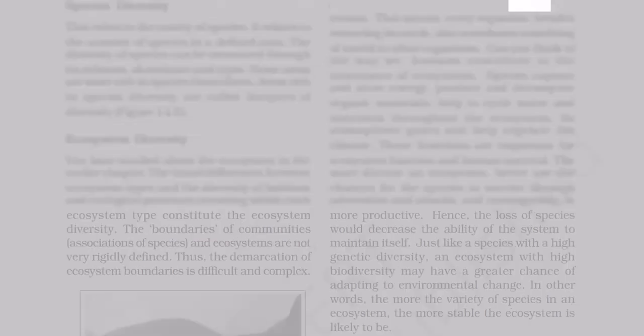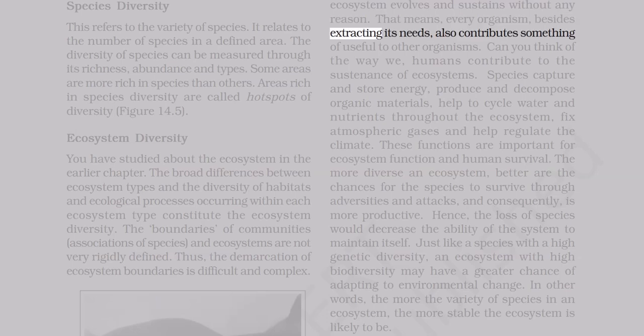Ecosystem evolves and sustains without any reason. That means every organism, besides extracting its needs, also contributes something useful to other organisms. Can you think of the way we, humans, contribute to the sustenance of ecosystems? Species capture and store energy, produce and decompose organic materials, help to cycle water and nutrients throughout the ecosystem, fix atmospheric gases, and help regulate the climate. These functions are important for ecosystem function and human survival.